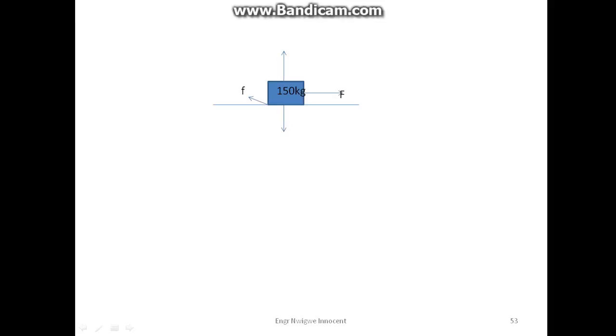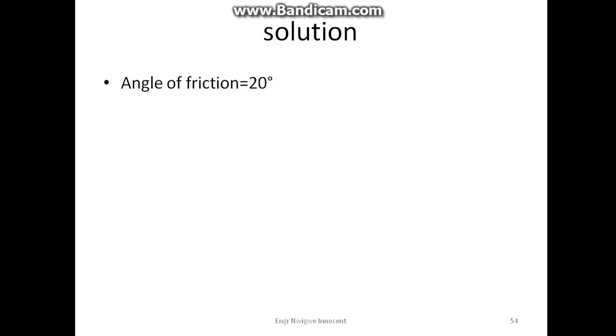Solution. Angle of friction we are given to be 20 degrees. To get mu, we see that tan theta is equal to mu. Therefore, tan 20 is equal to mu, which will now give us 0.36. Limiting frictional force minus resistance force will give us ma.